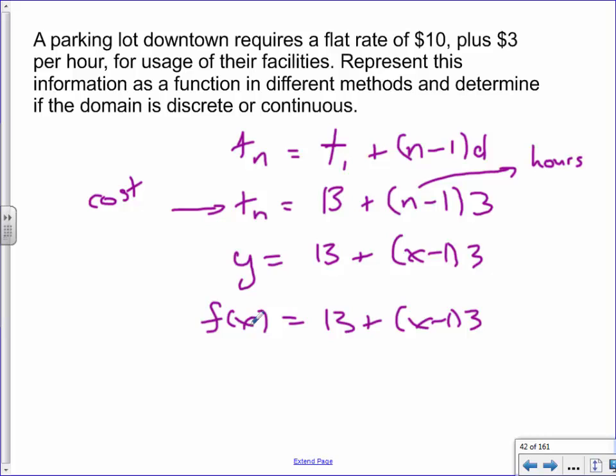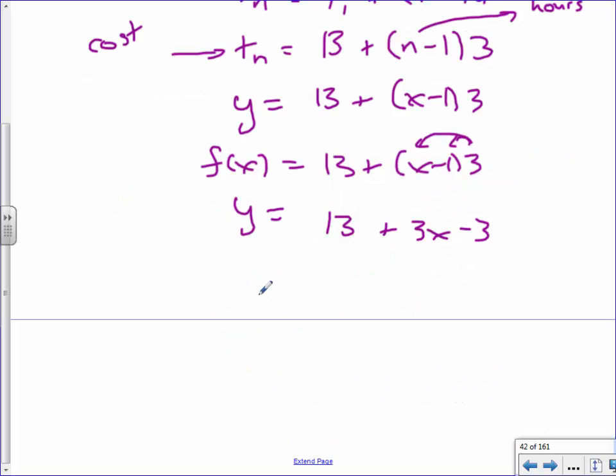F bracket x, the f is really like meaning you have an equation, and the equation is based on x's you don't know. To be honest, though, I'd rather go with y if that's okay, so I'm going to stick with y for now. One more thing I can do, I can expand this a little bit. So it'd be 13 plus 3x minus 3, which actually means you have 3x plus 10 when you're done.